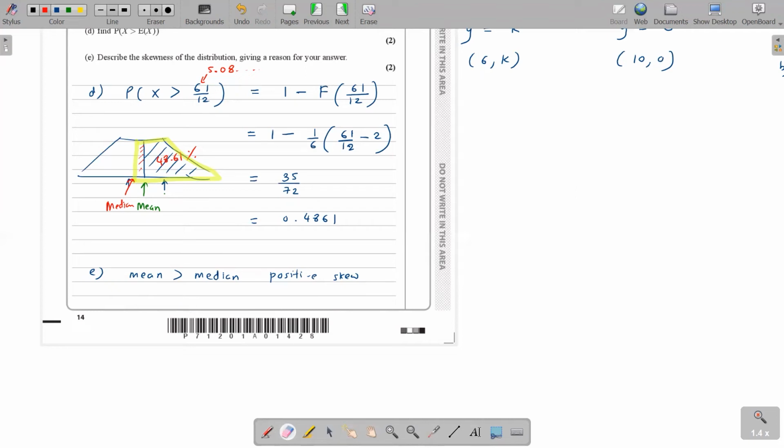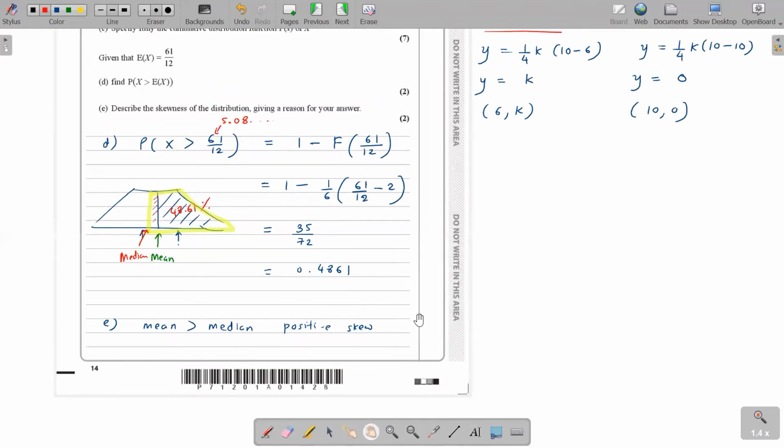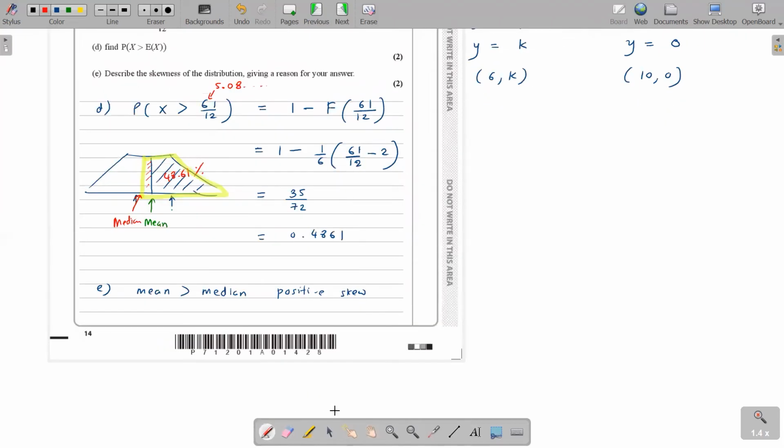Or do they say describe the skewness giving a reason? Yeah, here give a reason. So what's the reason? You can comment on it with the probability. Probability X is greater than 61 over 12 is how much? 0.4861, or 48.61%, which is less than the 50%. But remember, we are taking the area from the front, the greater than area, not the less than. So what do you realize? Mean is greater than median. Therefore, what skewness? Positive skewness.